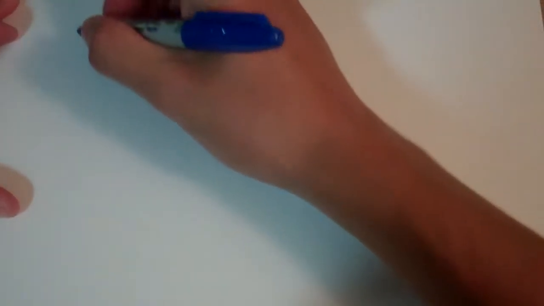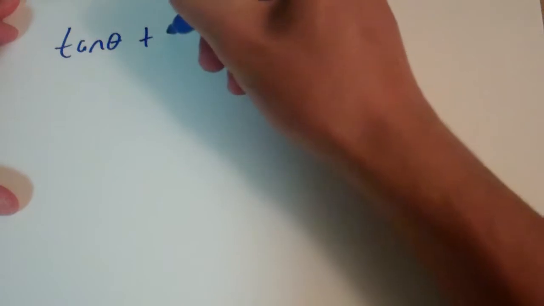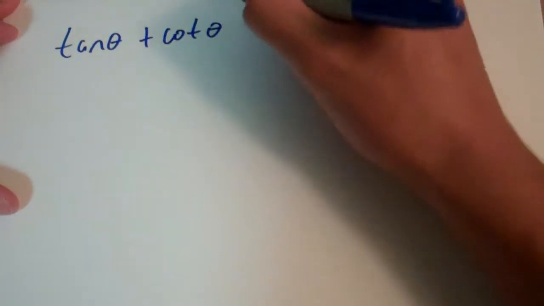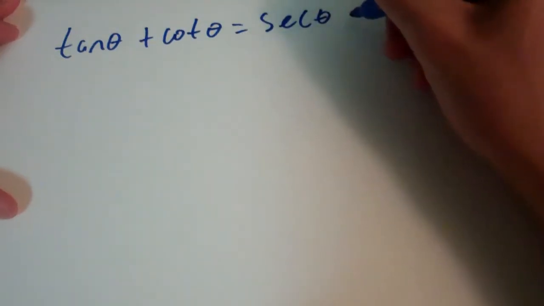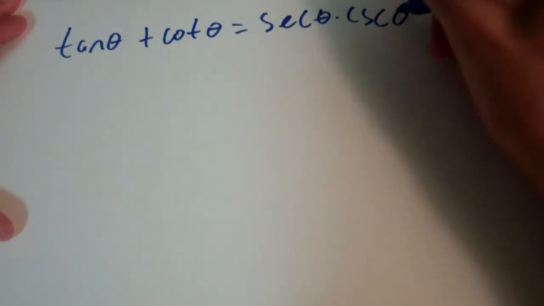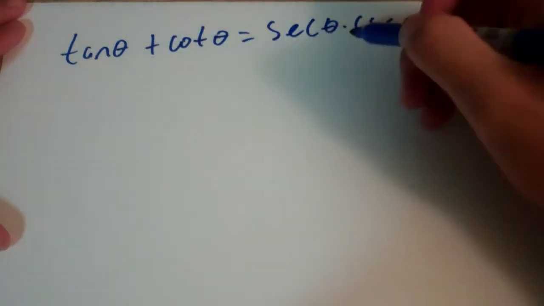Okay, let's try this one. Tangent theta plus cotangent theta is equal to secant theta times cosecant theta. So we want to know if this side is equal to that side.